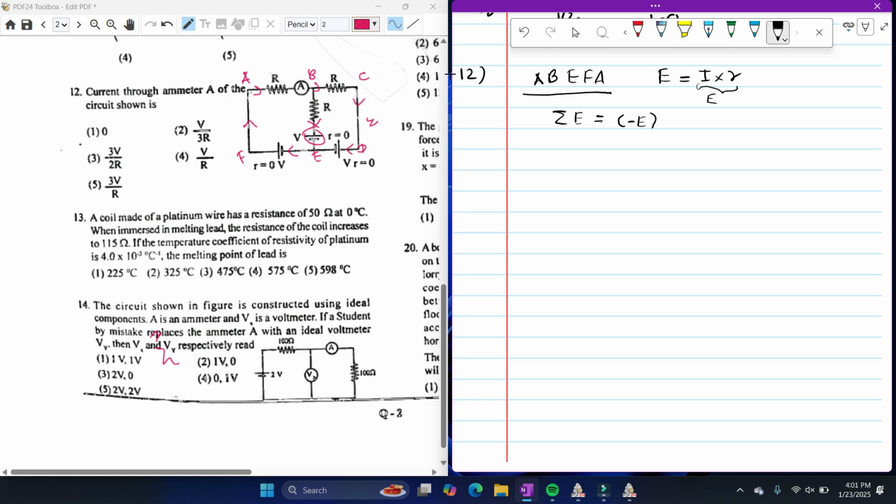Afterwards, let's travel along the path. Here there's another cell. You see here, it enters from the negative terminal and exits from the positive terminal. What I said before is that if current exits, goes away from the positive terminal, that is a positive E. So the total is 0. Total EMF is 0. Now we will consider another route, that is the ABCDEFA route.